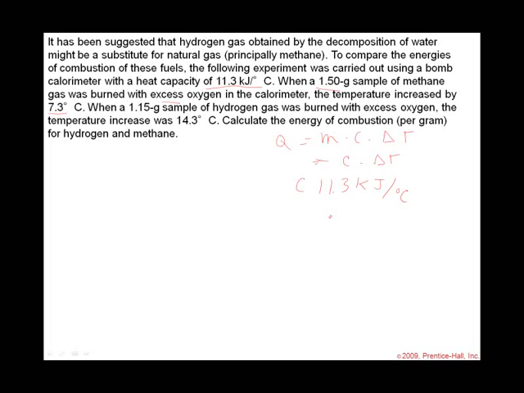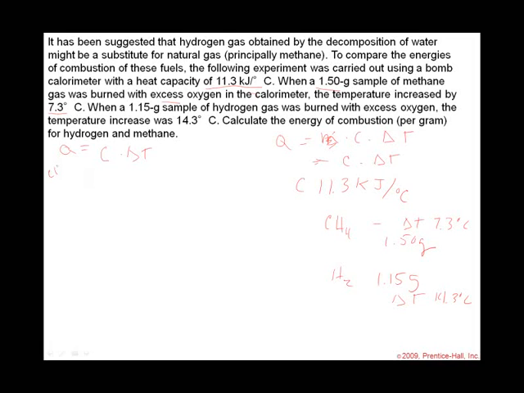Okay, so with methane, CH4, temperature went up 7.3 degrees C, and that was 1.5 grams of methane. And then for hydrogen, we have a 1.15 gram sample, and our change in temperature is 14.3 degrees. Alright, so we want to compare the two. So Q equals, and we're not going to use mass in here, right? We're just going to use C times T. So it's C times change in T.